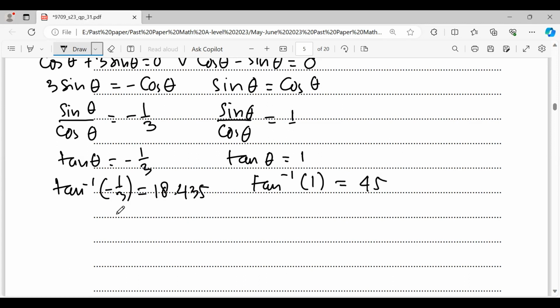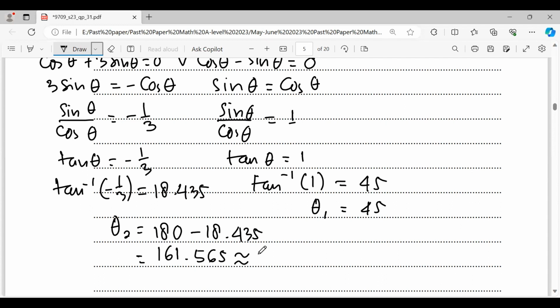Okay. So it means theta one is 45, while theta two is 180 minus 18.435. So it equals 161.565, approximately 161.6.